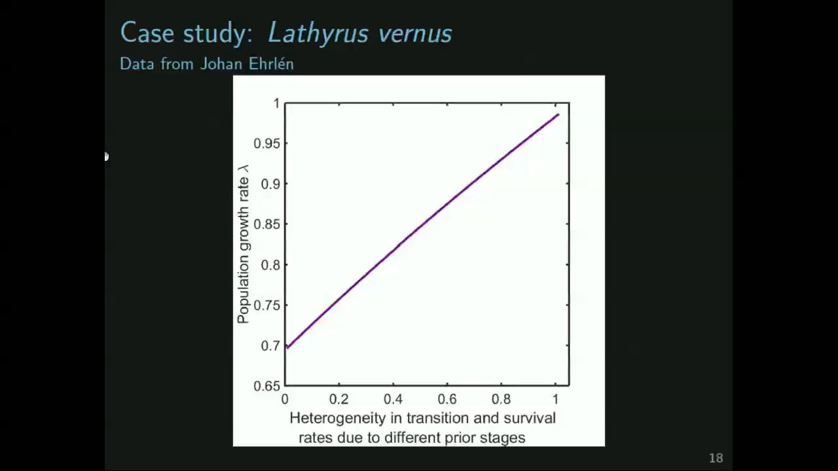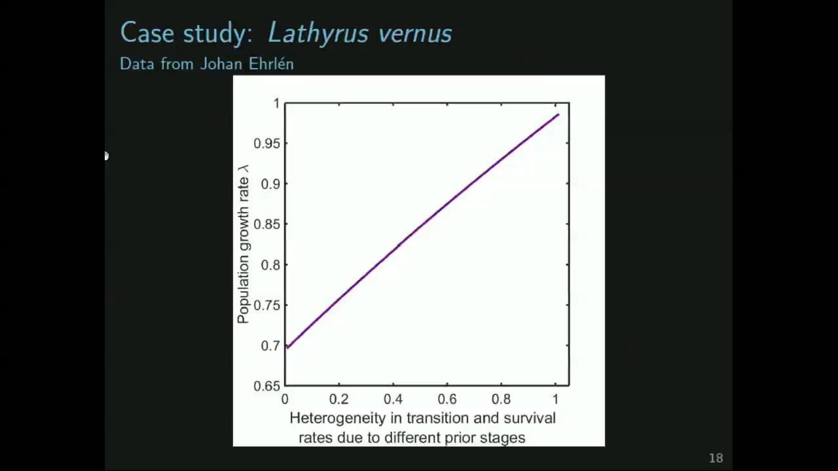So at zero, we've taken the average of the U sub-I matrices, and we've given every individual those average transition rates, so everyone's the same. So there's no prior stage dependence. And then at one, we have the fully prior stage dependent model. And in between, we gradually move from no prior stage dependence to full prior stage dependence. And you see that in this case, the population growth rate increases.